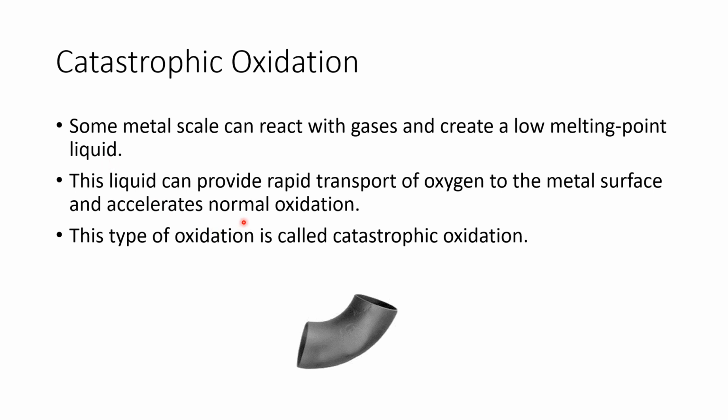And that liquid can provide rapid transport of oxygen to the metal surface, bringing the oxygen faster to the metal surface. So they react, and therefore it accelerates the normal oxidation. That type of oxidation, we call catastrophic oxidation. That's why you always feel like there's water with it. It isn't water. It's just a low melting point liquid, okay? And it usually comes out of that metal scale reacting with the gases, okay?